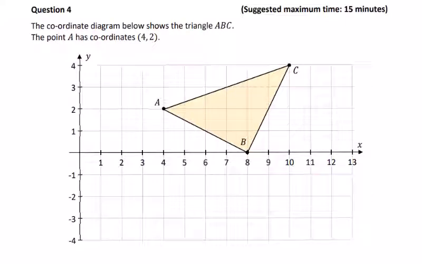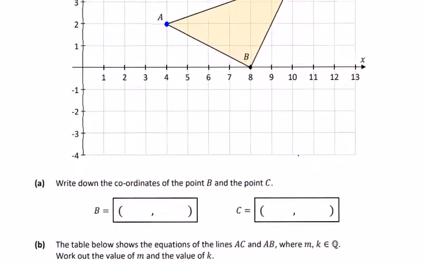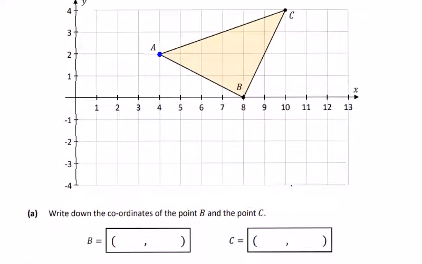Question 4, we have geometry. We're given this triangle ABC and we're told the point A is (4, 2). You can see that on the diagram. We're asked to write down the coordinates of B and C. So you can see B here, 8 out on the x-axis, up 0. And C is out 10 and up 4. Should be a visual thing for you.